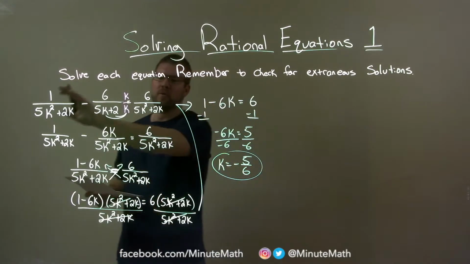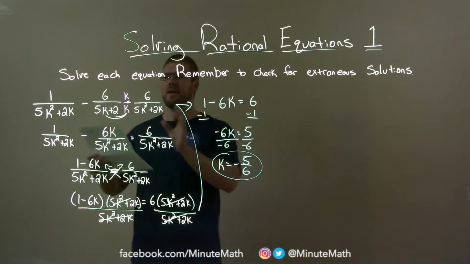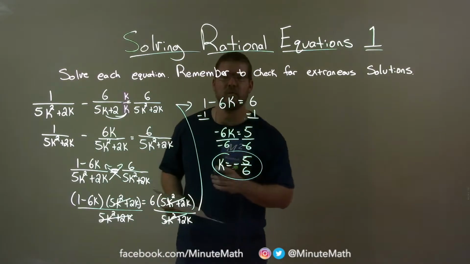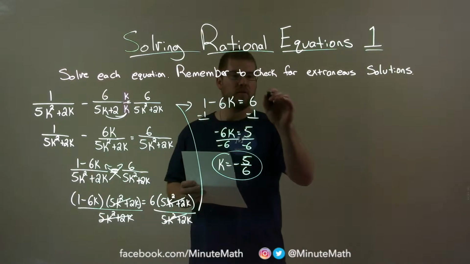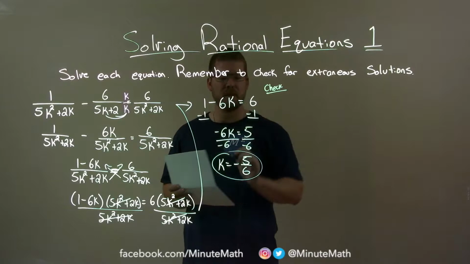So I'm going to rewrite my original equation, okay? And I'm going to leave everything on the left and right hand side, but I'm going to substitute negative 5 over 6 in for k. So let's do that here. We're going to check. This is our check right here.